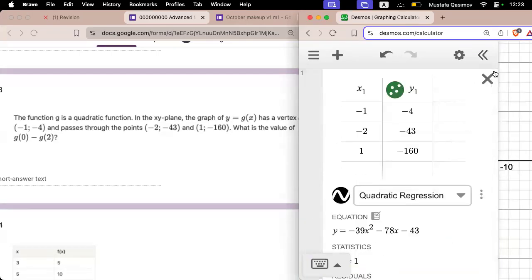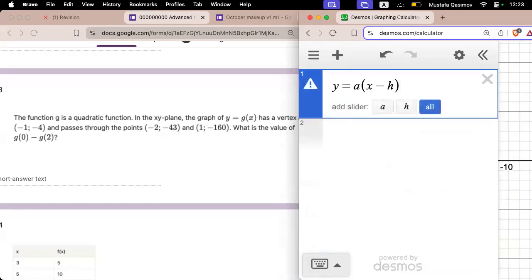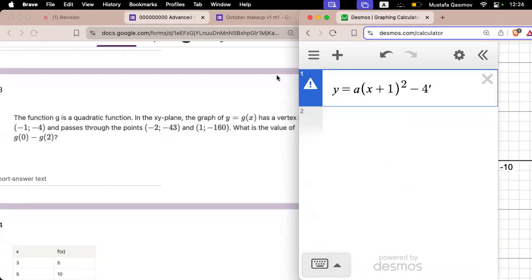But without decimals, you can do it like that. You have to use vertex formula, a multiplied by x minus h squared plus k. It's vertex form. H is x vertex, and we can write it here -1, so it will be +1. And instead of k, we can write -4. Okay. Then you can put that one here in equation. Then you can find value of a. Then you can also write instead of a, its value. It will be -39.